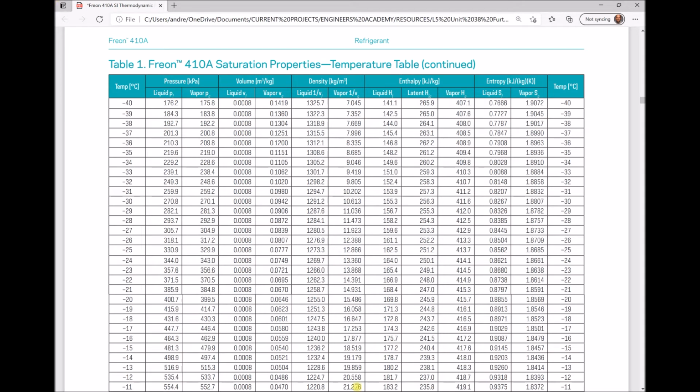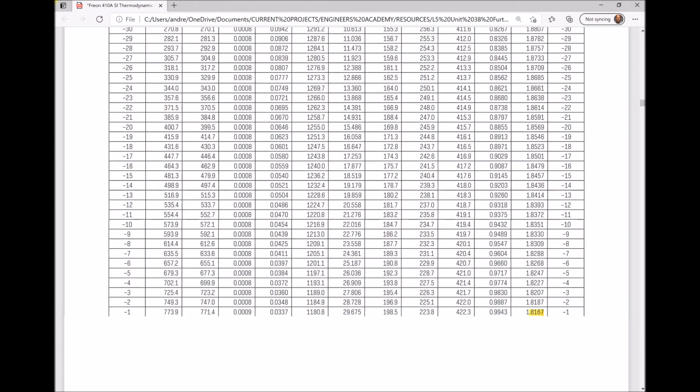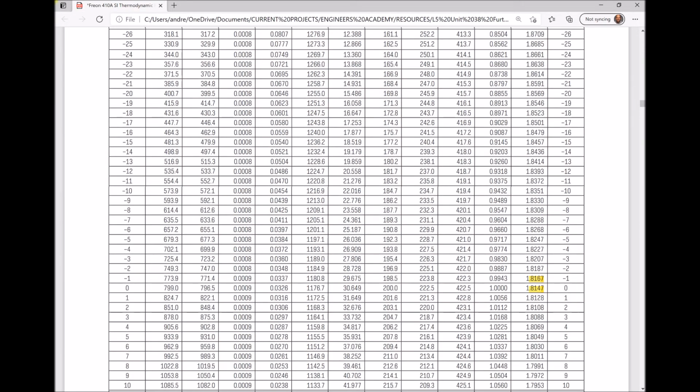Now, the information that we're interested in is our temperature in the first column and our pressure, but it's the pressure of the dry saturated vapour. So basically, we're interested in columns 1 and 3 for those two entropy values. Column 1 then is a temperature of 0 degrees and a temperature of -1 degrees. Column 3 is pressures of 796.5 kilopascals and 771.4 kilopascals.